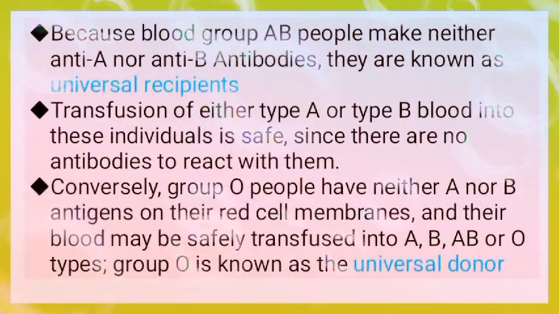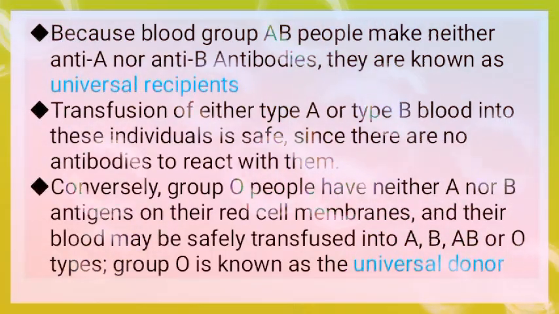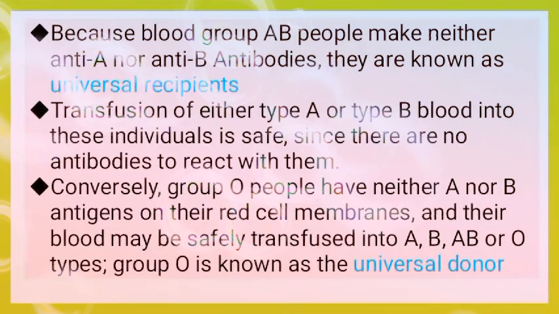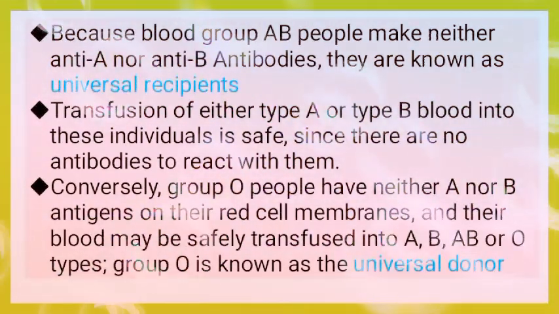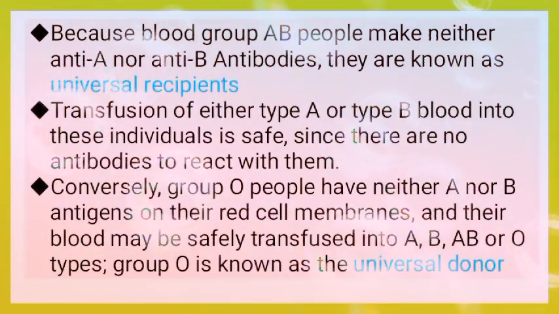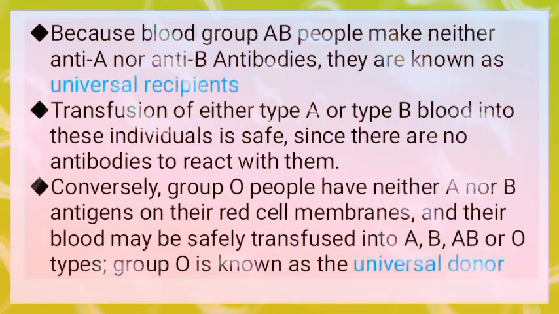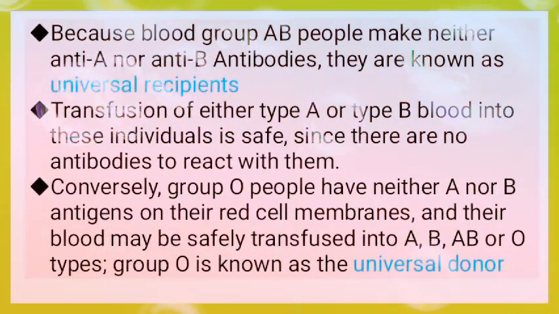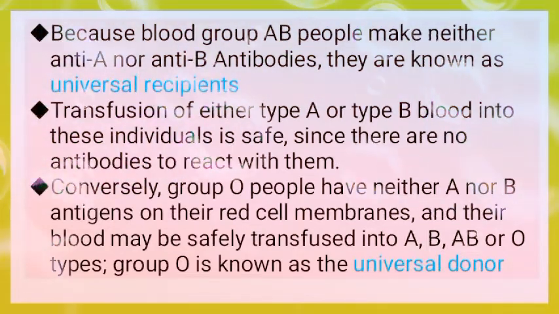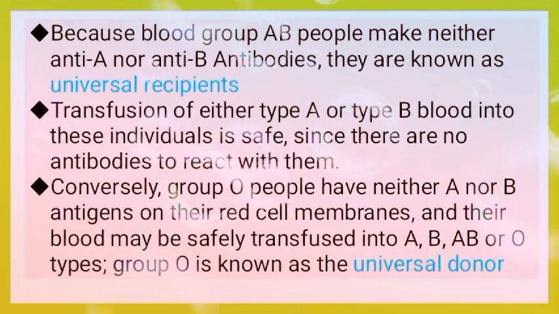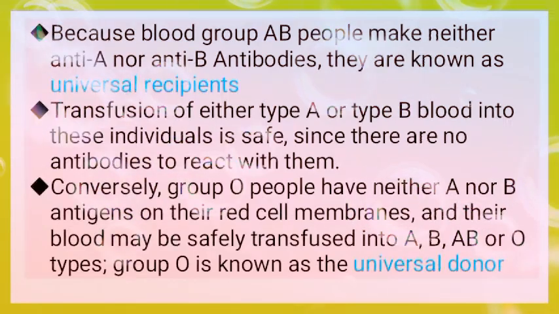Now, because blood group AB people make neither antibody A nor antibody B, they are known as universal recipients. Why are they called universal recipients? Because they can receive blood from any person of different groups. Since they have no antibodies, they cannot react with any antigen that is introduced into them. So in transfusion, giving either type A or B to these individuals is going to be safe, and no reaction can take place.